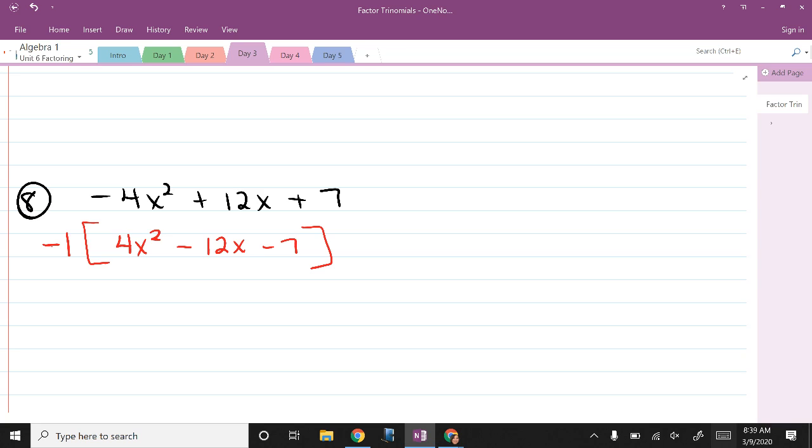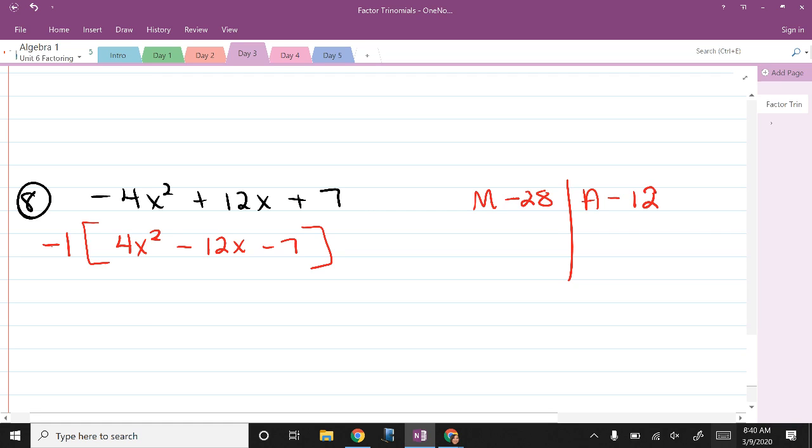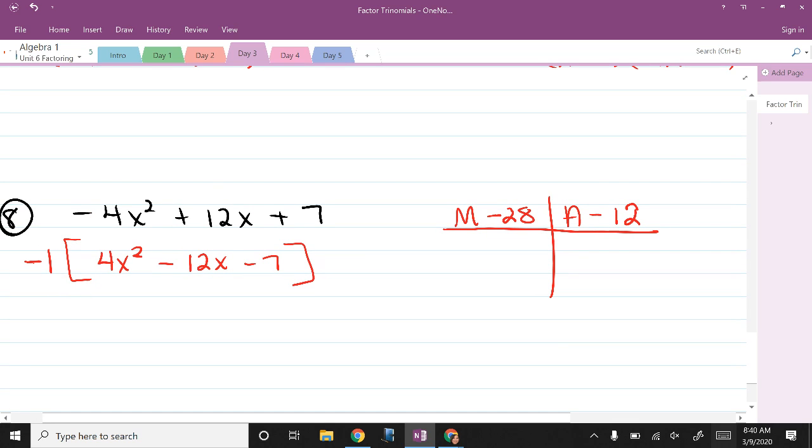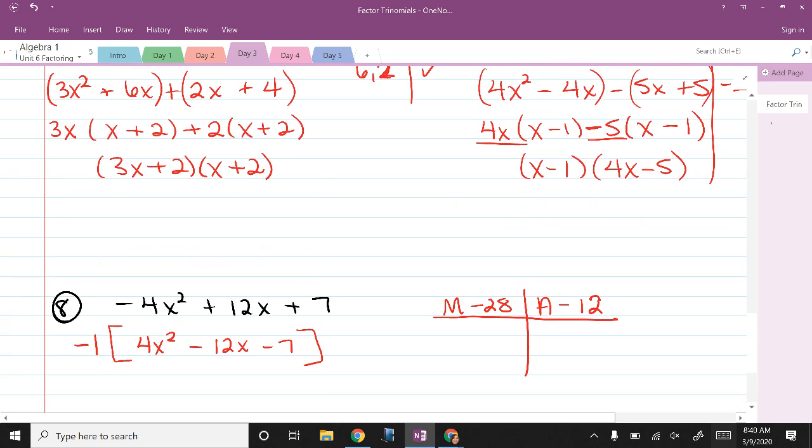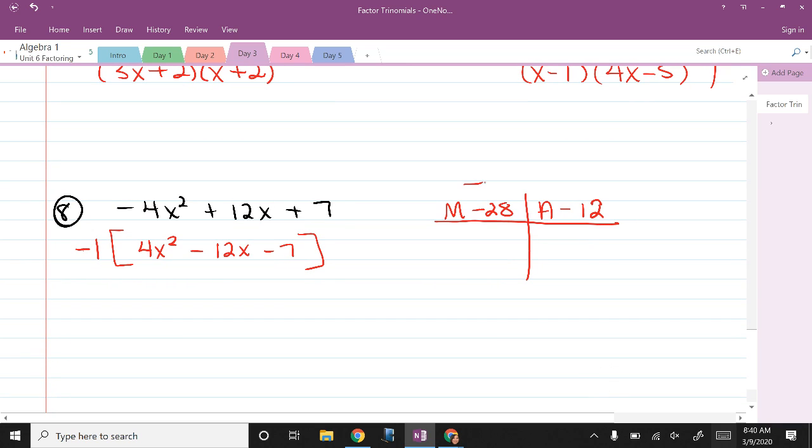So make a table. We want 2 numbers that multiply to get what? -28. And add to get what number? -12. Watch your signs. I need a negative times a positive. Sorry, y'all, my Zoom is going nuts. A negative times a positive and what? Negative's bigger. -7, +4. Does that add to get -12? Close, but not hardly.